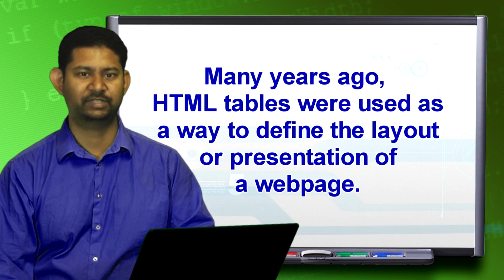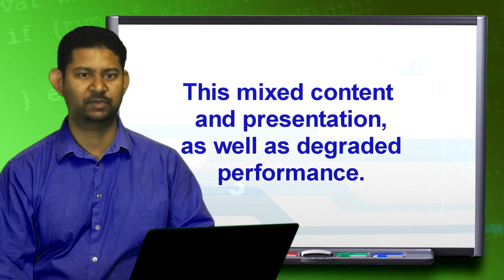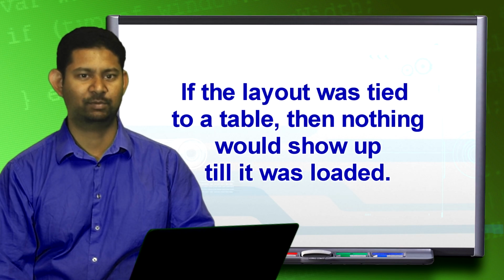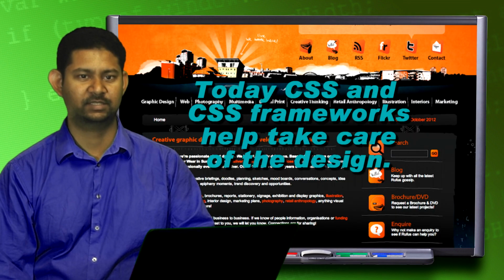Many years ago, HTML tables were used as a way to define the layout or presentation of a web page. This mixed content and presentation, as well as degraded performance. Web browsers have to read the entire table before drawing it on screen. If the layout was tied to a table, then nothing would show up until it was loaded. Today, CSS and CSS Frameworks help take care of the design.